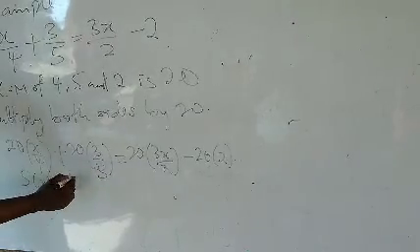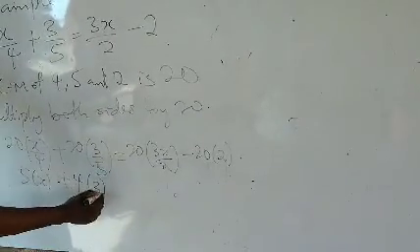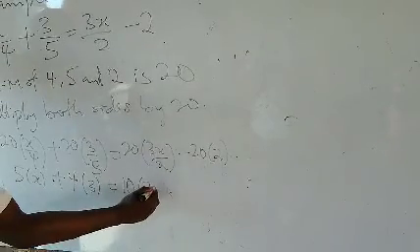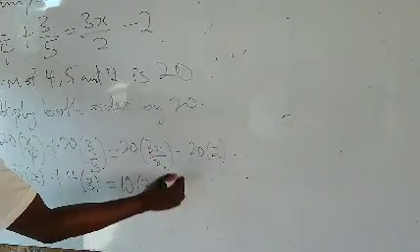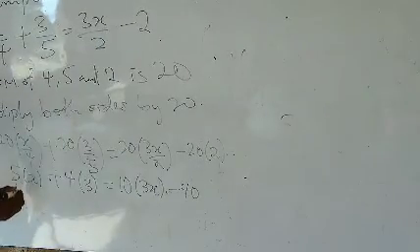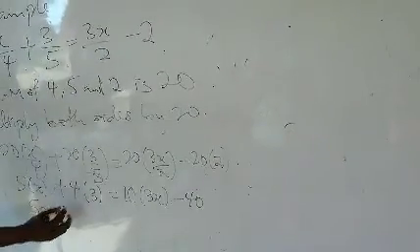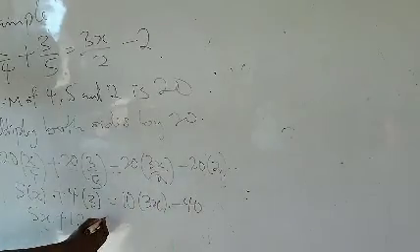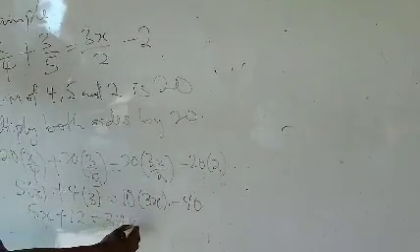5 in 20 is 4. 4 of 3. 2 in 20 is 10. 10 of 3x. And then 20 times 2 is 40. 5 times x, we have 5x. 4 times 3 is 12. 10 times 3x is 30x minus 40.